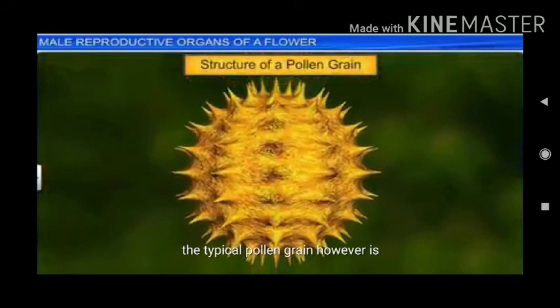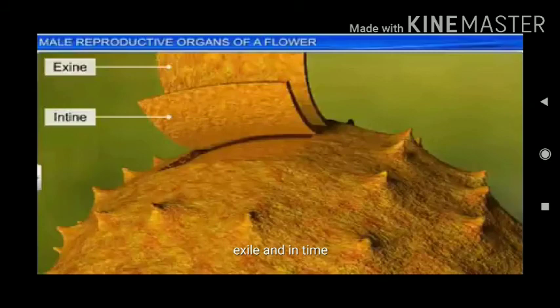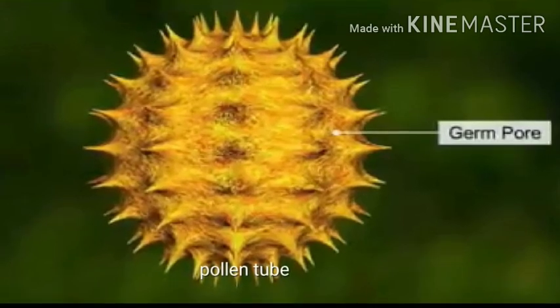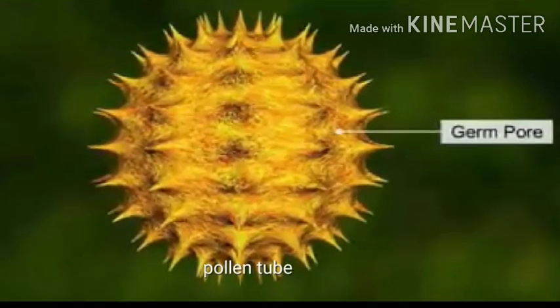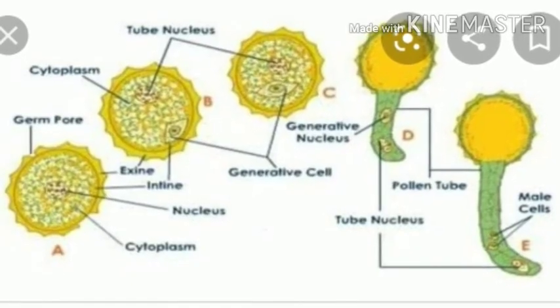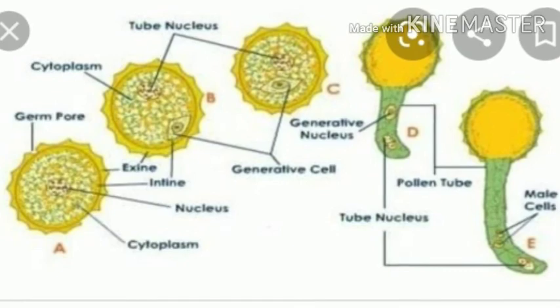The pollen grain protective layer consists of two layers. One is the exine, the second is the intine. The outer is the exine, the inner one is the intine. In this layer, there is the presence of a small pore that is called the germ pore. This figure shows the development of the two male gametes in the pollen grain.